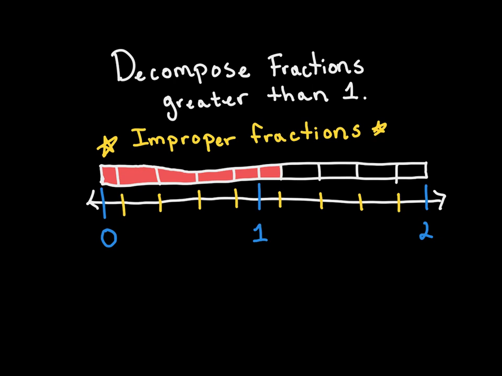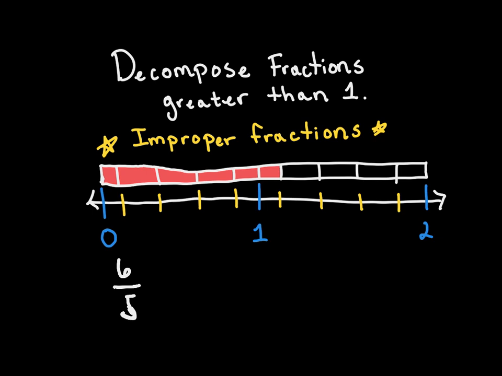Another name for them, well, when I was younger, they used to call them improper fractions. They're fractions that are kind of misbehaving. Usually you're not going to have a numerator that's bigger than your denominator. Your numerator is 6 and your denominator is 5. Not going to usually have that.